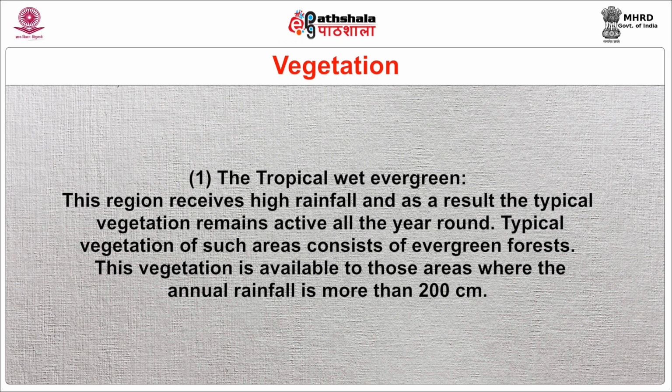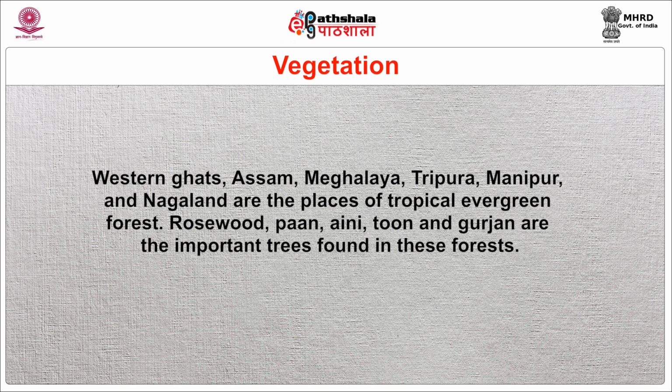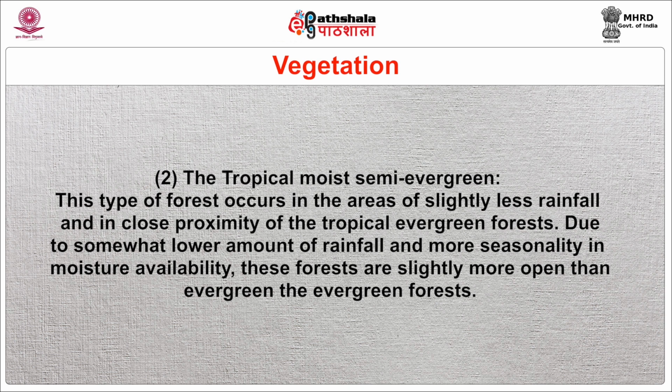This vegetation is found in those areas where annual rainfall is more than 200 centimeters. The Western Ghats, Assam, Meghalaya, Tripura, Manipur and Nagaland are the places of tropical evergreen forest. Rosewood, hopea, aini, toon and gurjan are the important trees found in these forests.